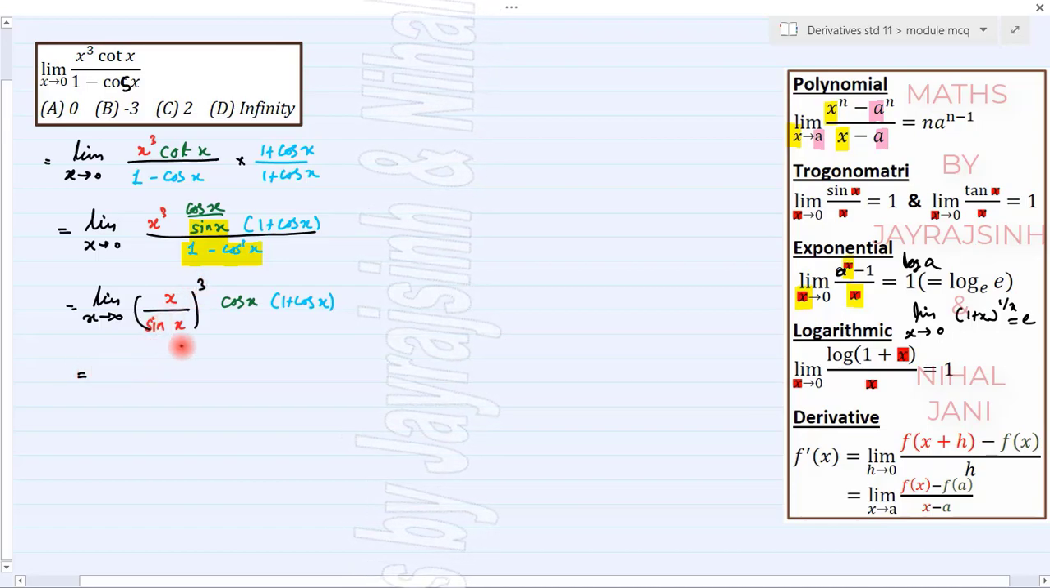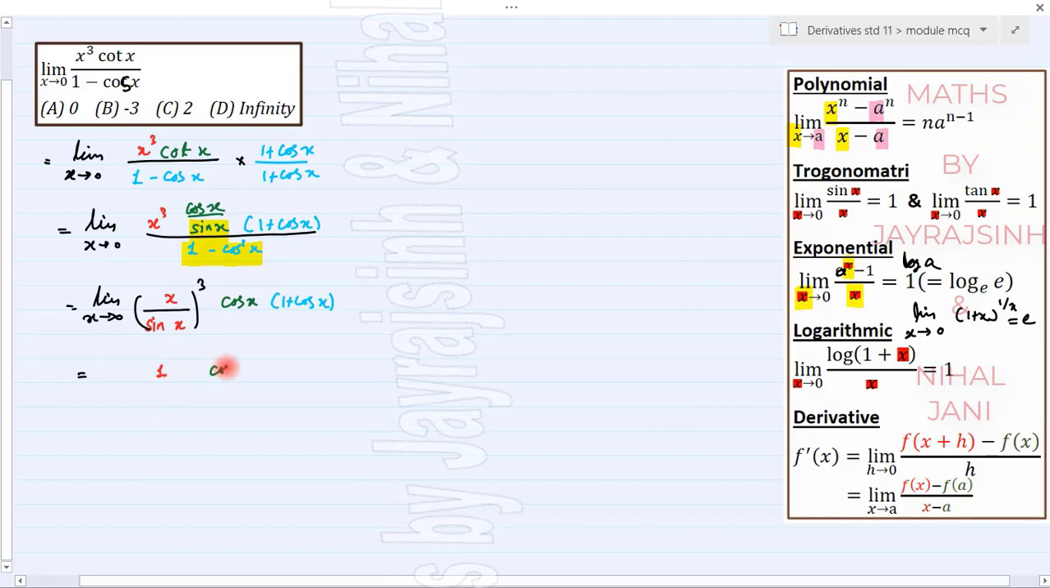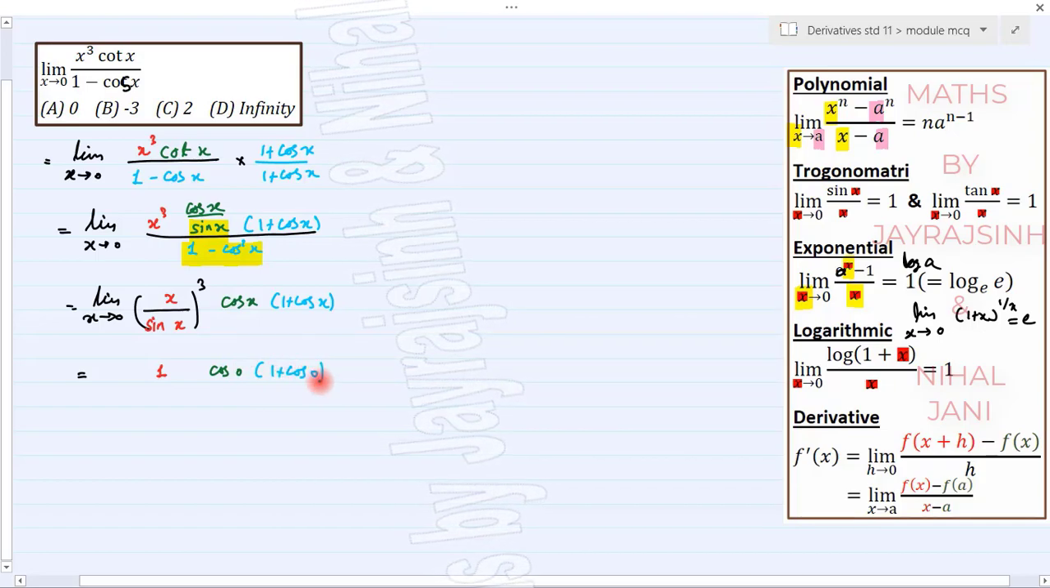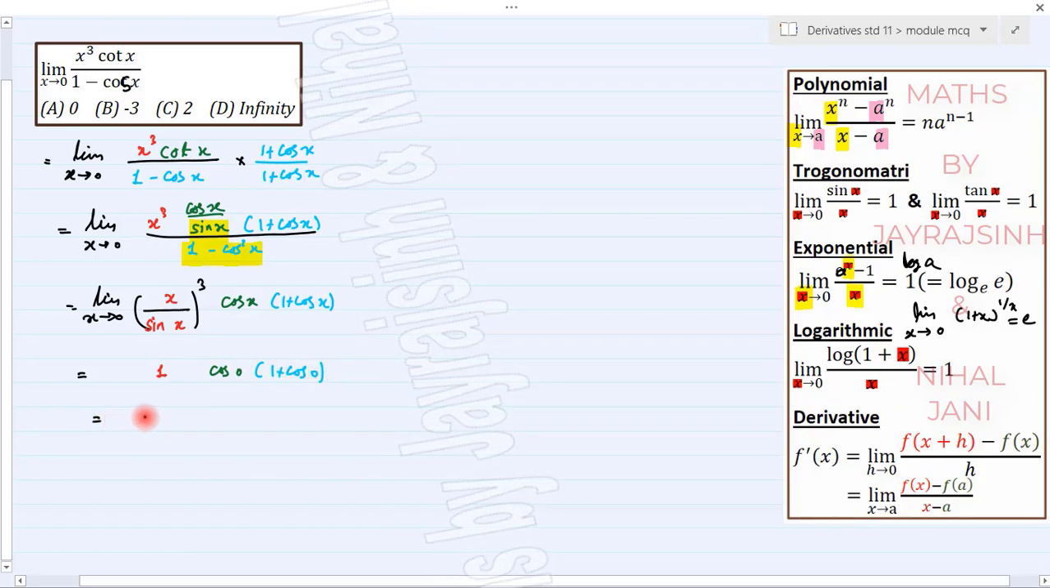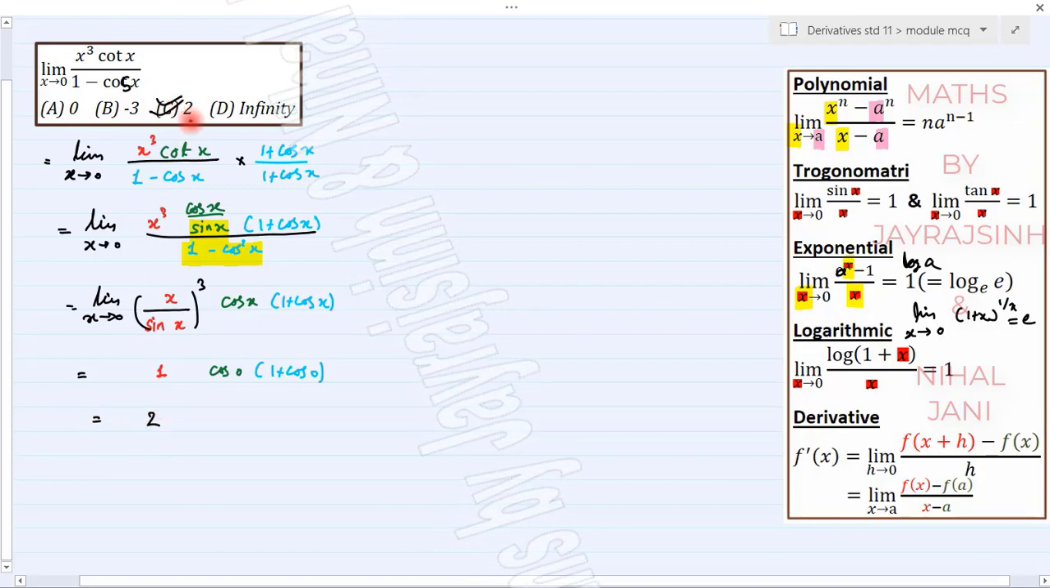So if we apply the limit, your sin x by x will become 1. Here we'll get cos 0 and 1 plus cos 0. And we know that cos 0 is 1. So your final answer will be 2, which is given in option C.